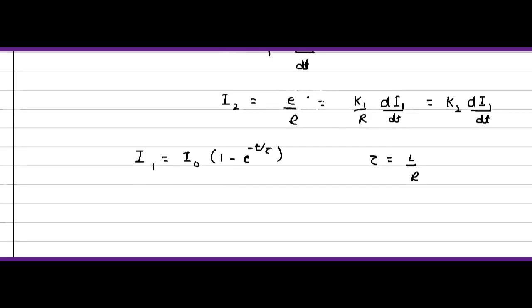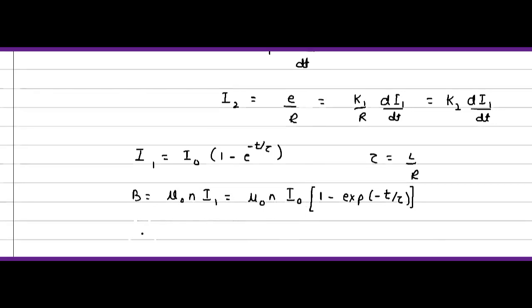So what would be the value of B? We know that B equals μ₀ N I₁. So we can write it as μ₀ N I₀ times (1 minus exponential minus t over τ). We can take this result as some constant, K₃. So B equals K₃ times (1 minus exponential minus t over τ).